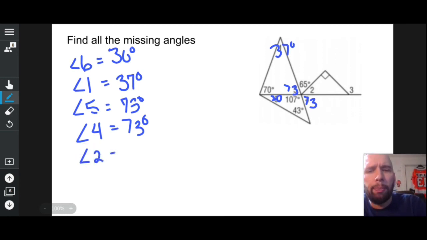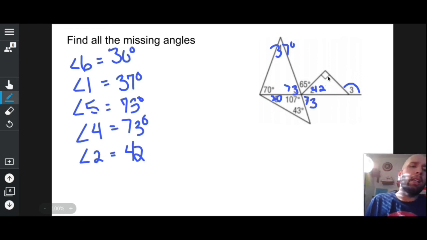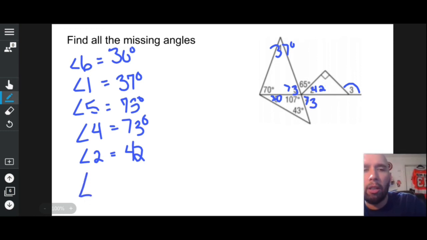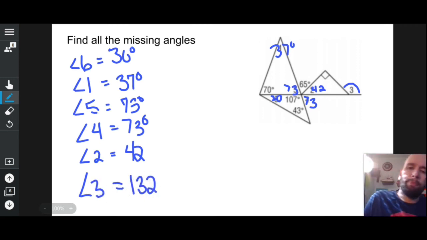And you know what else I could have done? 2 is going to be 180. So if you see right here, 2 is attached to a straight line right here. So I could also do 180 minus 73 minus 65. That would also work. So 2 became 42. And I will finally use that exterior angle theorem and say that 3 is the same as 42 plus 90. And 42 plus 90 is 132. Ding!